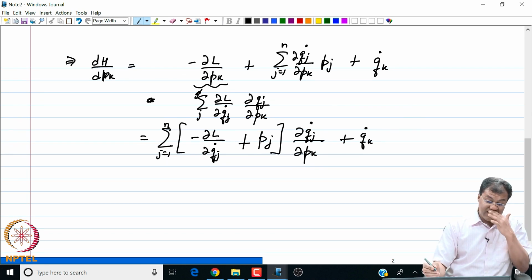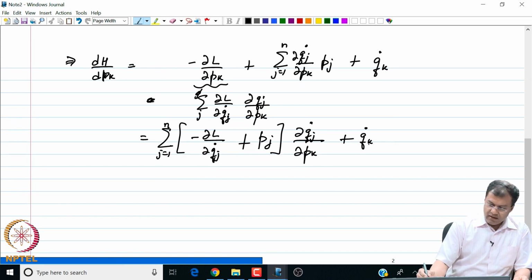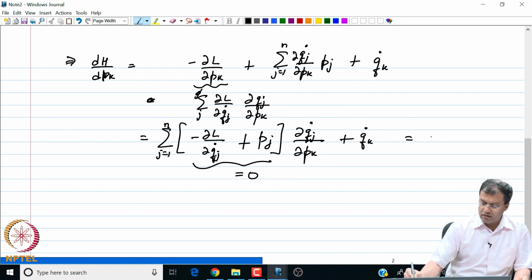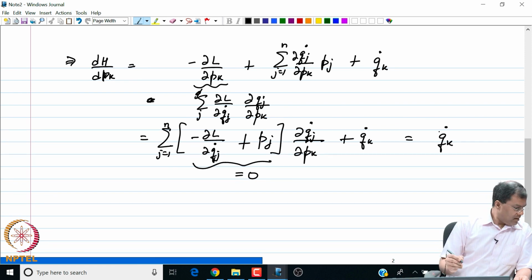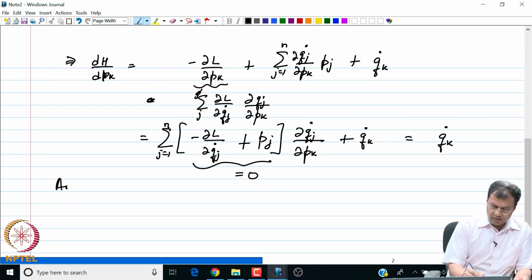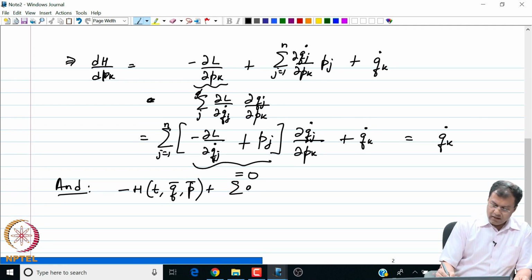So ∂L/∂q_j dot plus p_j times this, and notice that this is the definition of p_j. So p_j is by definition ∂L/∂q_j dot, so this is equal to 0. So I see that this is also equal to q_k dot. Also notice that minus of H of t, q, p plus summation q_k dot p_k, by definition of the Hamiltonian, this becomes L of t, q, p bar.